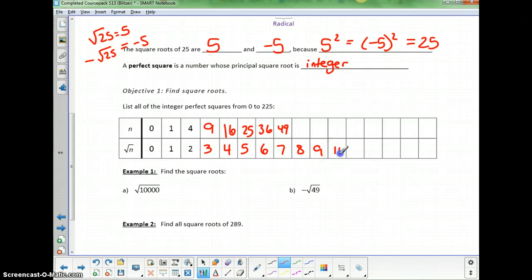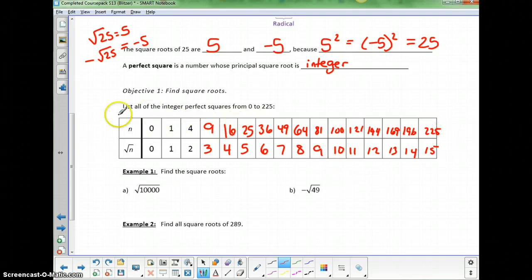If we square 8, 9, 10, 11, 12, 13, 14, and 15, we can get the other perfect squares all the way from 0 to 225. So 49, the next perfect square is 64, the next one is 81, then 100, then 121, then 144, then 169, 196, and 225.